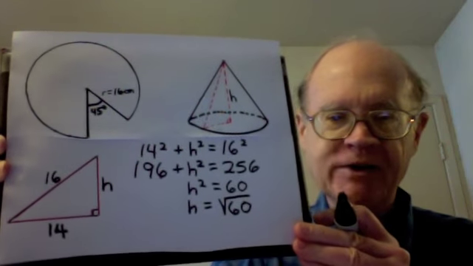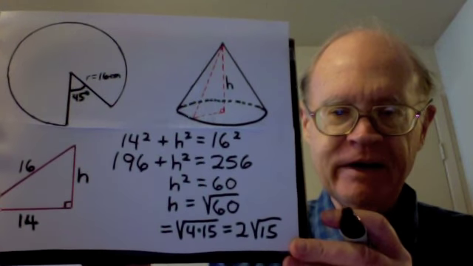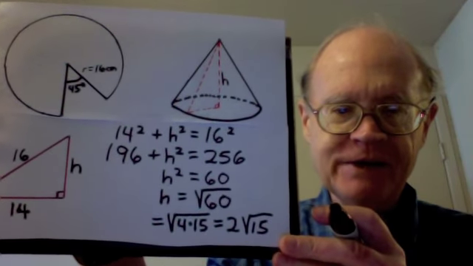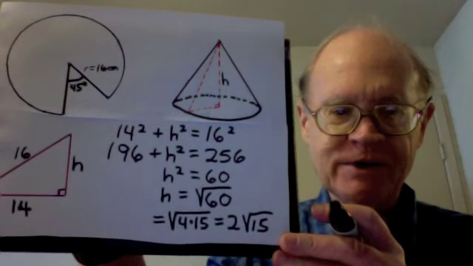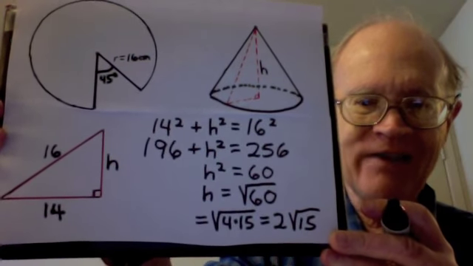We could simplify the square root of 60. It happens to be the square root of 4 times 15. 4 is a perfect square. Its square root is 2. So we could also give the answer as 2 times the square root of 15. Either answer is perfectly correct in my opinion. The square root of 60 or 2 times the square root of 15. So that is my solution to my How High the Cone challenge.